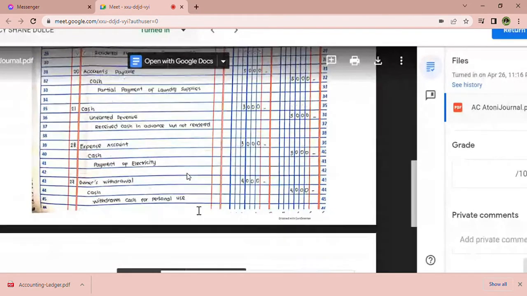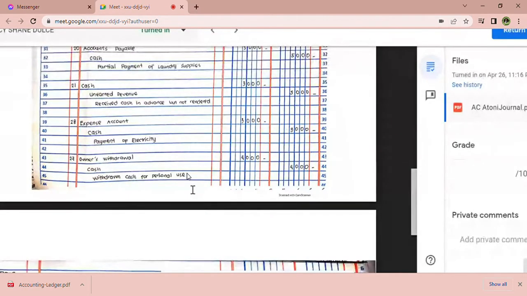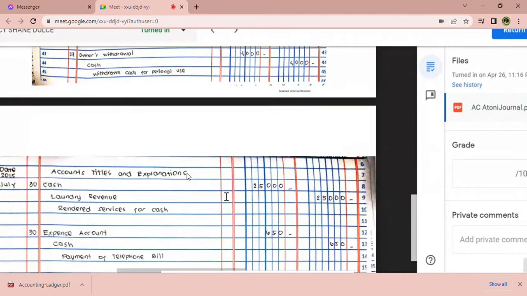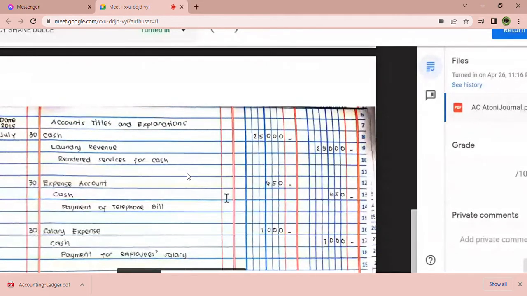Okay. And then we have here owner's withdrawal, 4,000 and cash. And then on the 30th, you receive cash, laundry revenue, correct? And then on the 30th, telephone. So we use telephone expense, and then with credit cash.